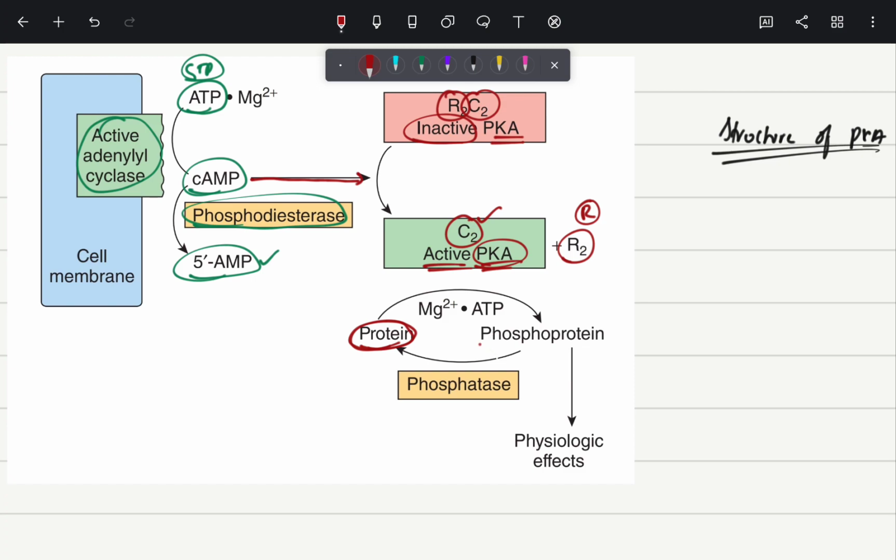So this protein will eventually get a phosphate on its serine or threonine residues. So as you can see here, then it is called a phosphoprotein. Now these phosphates can be broken by an enzyme called phosphatase and convert the phosphoprotein back into a protein, and it can have the physiological effects. So that was about protein kinase.